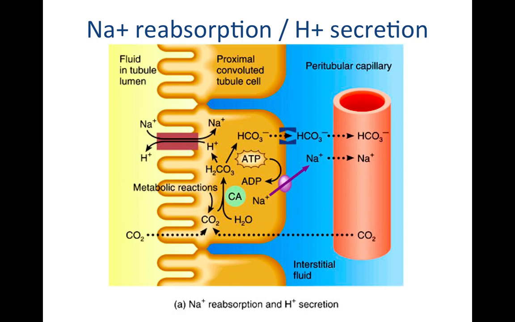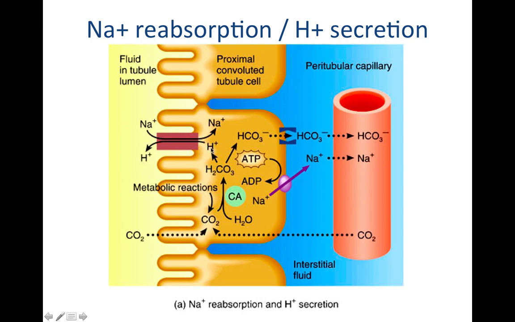Bicarbonate ion is a really great buffer. It's very useful in the body. We want to keep it. So bicarbonate ion moves into the blood. This is a facilitated diffusion transporter right here. So you're moving this bicarbonate into the blood, and this hydrogen ion is going to move into the tubule lumen. And so you're getting rid of this hydrogen ion. It is being secreted into the tubule lumen.